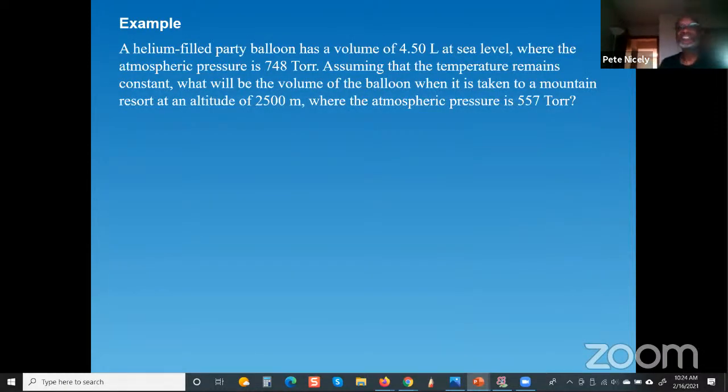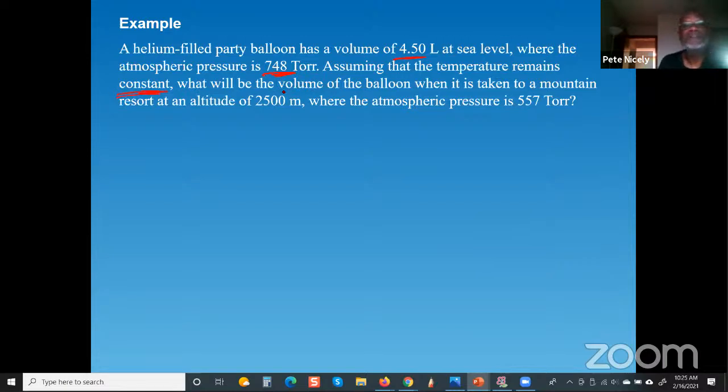Let's look at a question based on what we have just covered. The question talks about a helium-filled party balloon, which has a volume of 4.50 liters. The atmospheric pressure is 748 torr at sea level, where the balloon is initially. And then it says that the temperature remains constant. So that should give you a hint that we're talking about Boyle's law. They gave you the volume, the pressure, and the fact that the temperature is constant, which is one of the requirements for Boyle's law to work.